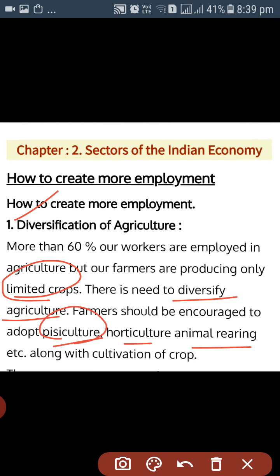Pisciculture means rearing of fishes. Horticulture means farmers can cultivate gardens for flowers and special herbs. Animal rearing means animals like cow and buffalo, dairy farming you can say. This must be included along with farming so that they can increase their income to have a better life.